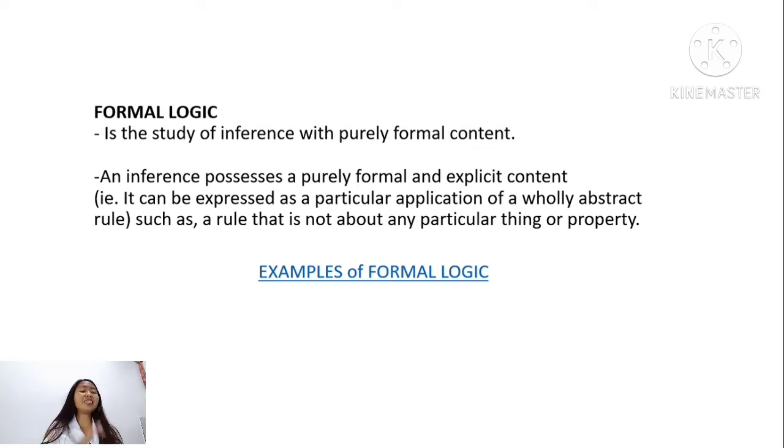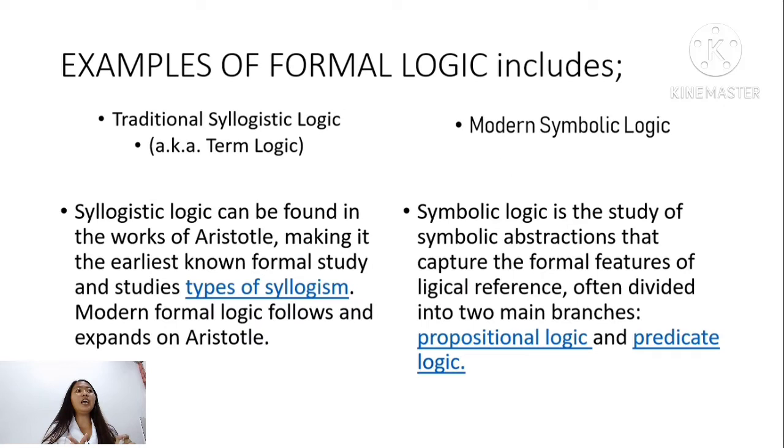For example, it can be expressed as a particular application of a wholly abstract rule, such as a rule that is not about any particular thing or property. So formal logic has two examples. The first example is the traditional syllogistic logic, aka term logic. Syllogistic logic can be found in the works of Aristotle, making it the earliest known formal study of this type of syllogism. Modern formal logic follows and expands on Aristotle.